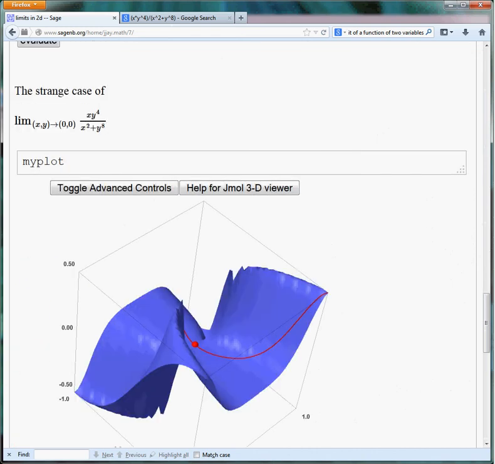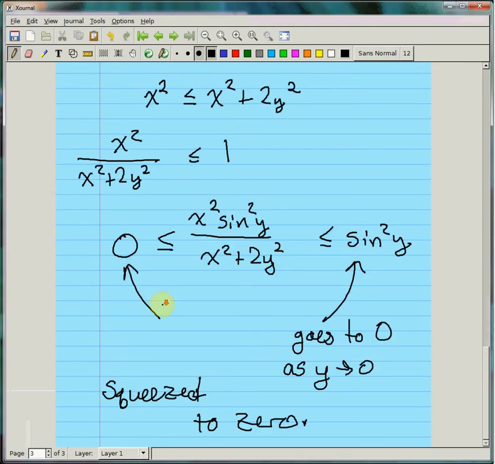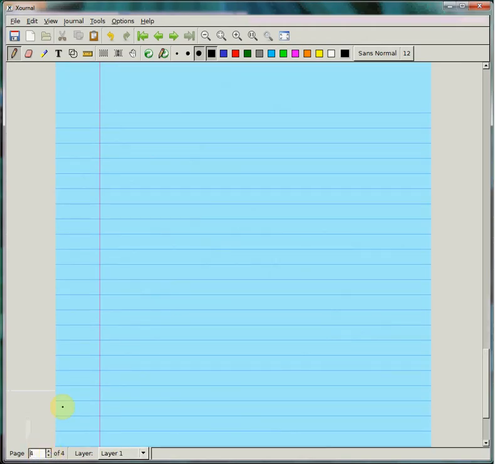Let's do the argument. Let me see if I have this function written down already. I should, right? Okay, so let's go over to this and get some space, and let me copy the function down. The function is x times y to the 4th power over x squared plus y to the 8th, and we want the limit as (x, y) goes to (0, 0).